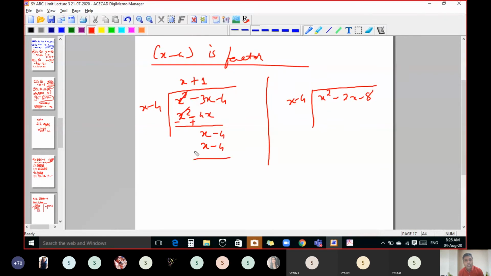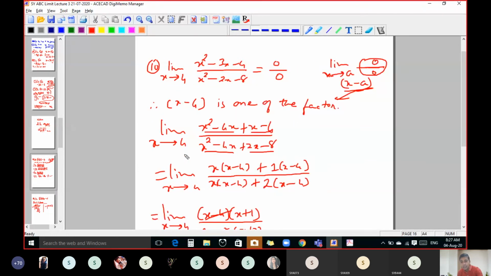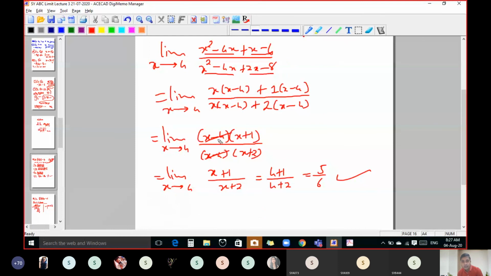Now change the sign. So minus plus, and obviously this will cancel and this will also cancel, and we get 0 here. So we can say that the factor of this is this into this. So in the numerator, you have to write x minus 4 times x plus 1.